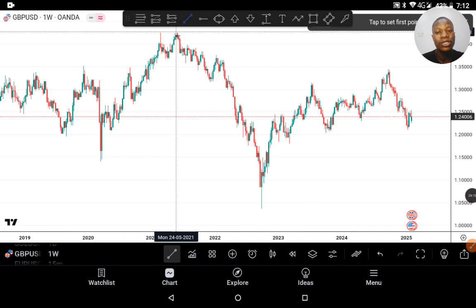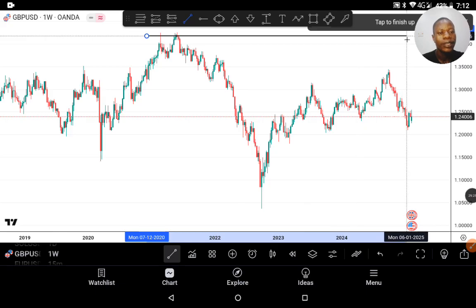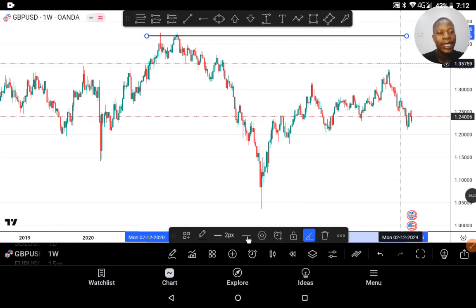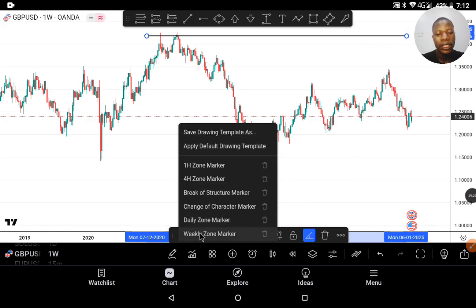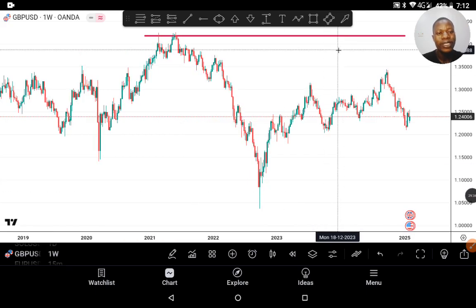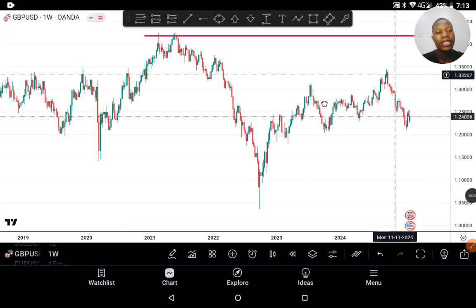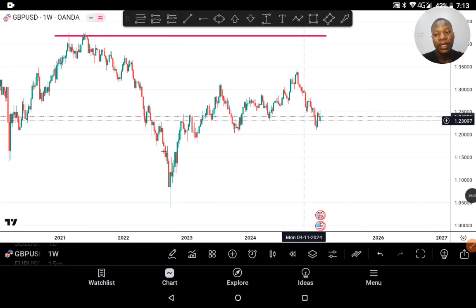So there's a swing high here. As you can see, there's a swing high, and at the swing high, what do we have? We have the resistance. So I'm going to mark it weekly zone marker. So it is my zone for selling. So anytime the market comes to this level, I would know that it is a very important level, and I must be ready to make a decision.